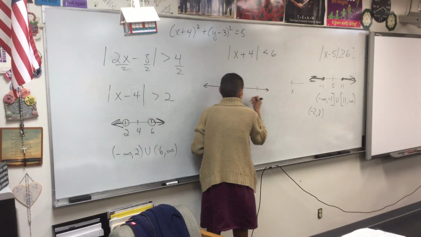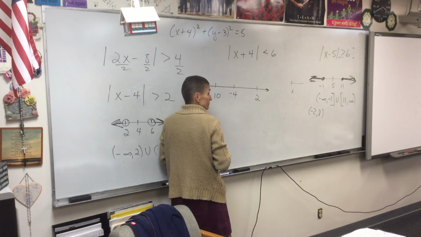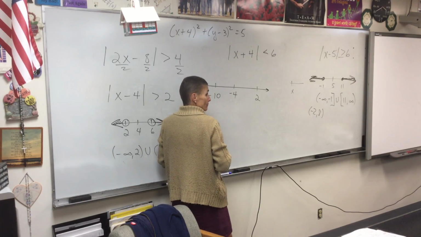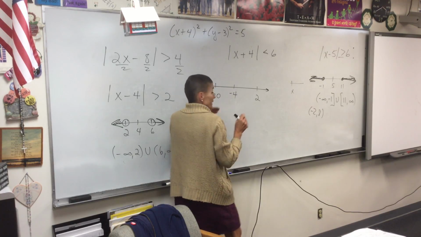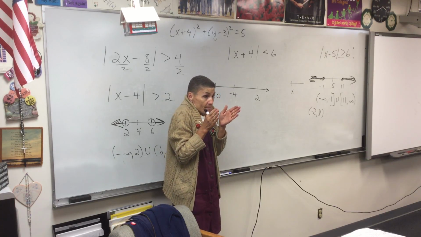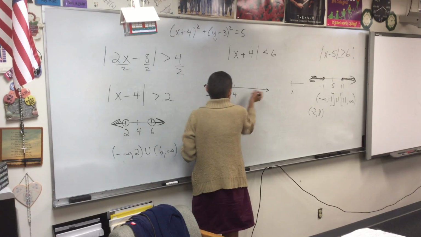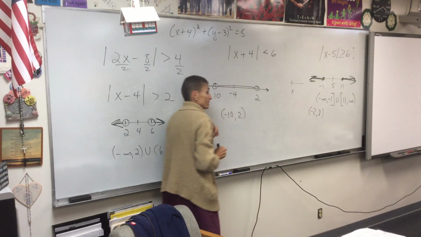So what are my boundaries? 2 and negative 10. 6 this way, 6 this way. Right? And then we want less than this time, so that means I will shade inside, and my answer is negative 10 to 2.